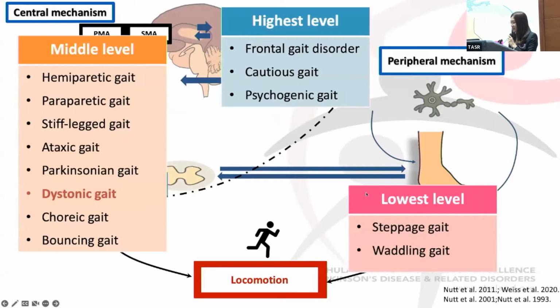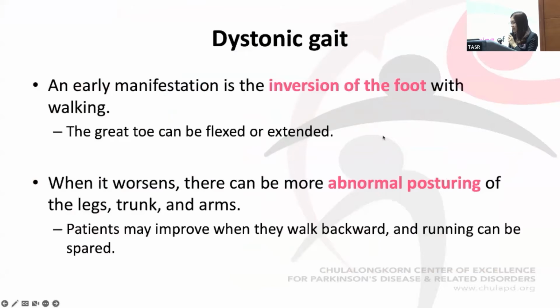So this is what we call the Dystonic Gait in the middle level gait disorders also. You see that an early manifestation is the inversion of the foot when the patient walks, and the great toe can be flexed or sometimes extended. When it worsens, there can be more abnormal posturing at the legs, at the trunk, and the arms.